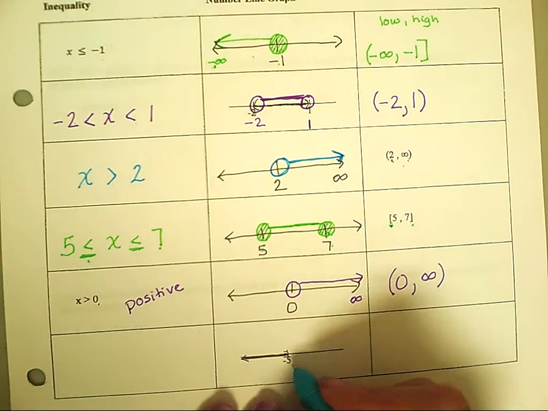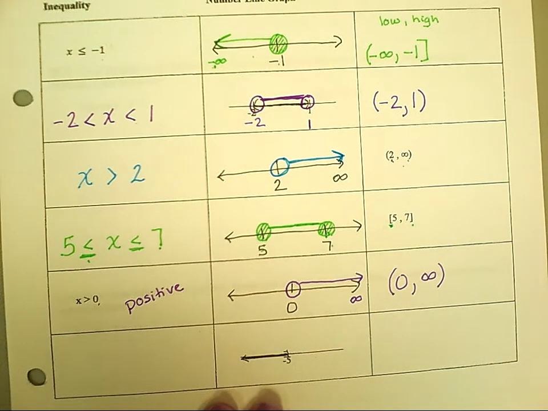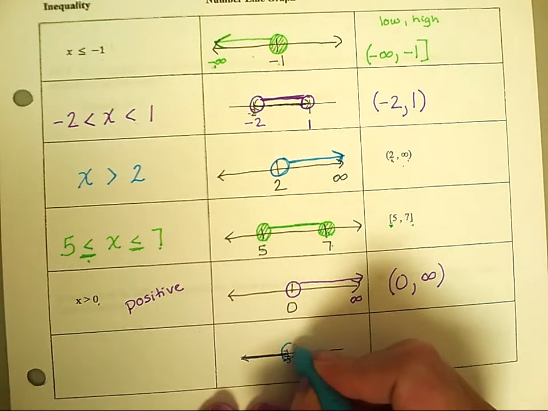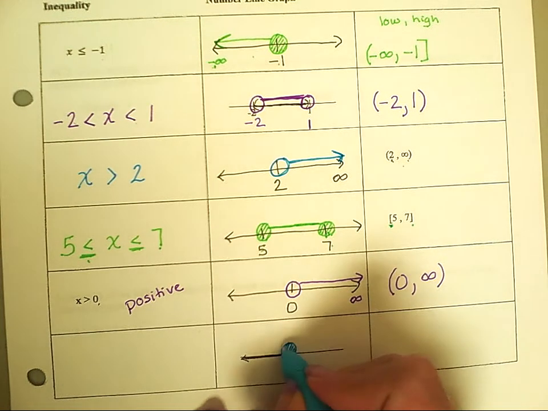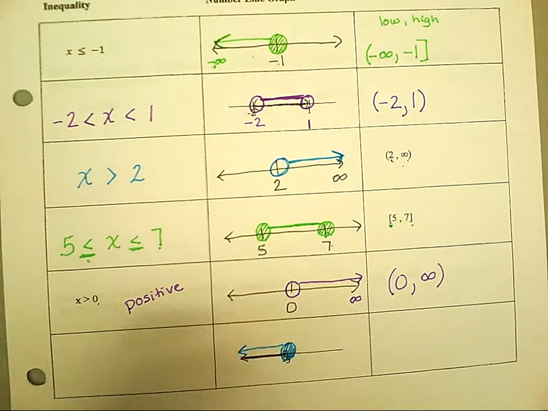Then on here, another way that you can represent inclusion on a number line is with a bracket. I prefer the closed circle. I think it's clearer to see.